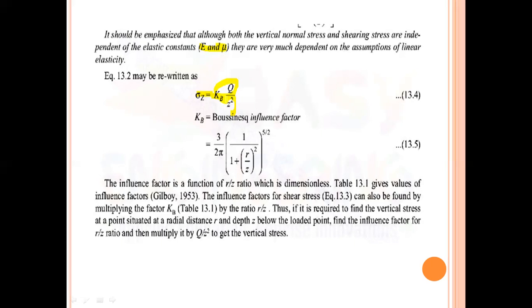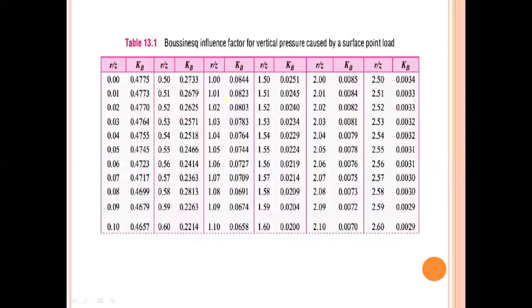The influence factor for shear stress can also be found by multiplying the factor Kb by the ratio r by z. Thus, if it is required to find the vertical stress at a point situated at the radial distance r and depth z below the loaded point, find the influence factor for the r by z ratio and then multiply by Q by z square to get the vertical stresses. It is the Boussinesq equation influence factor of the vertical pressure caused by the surface point load.